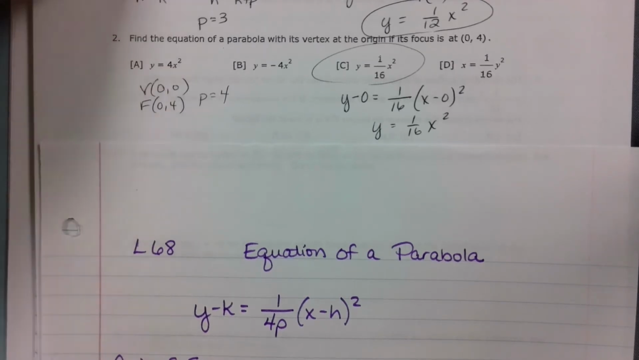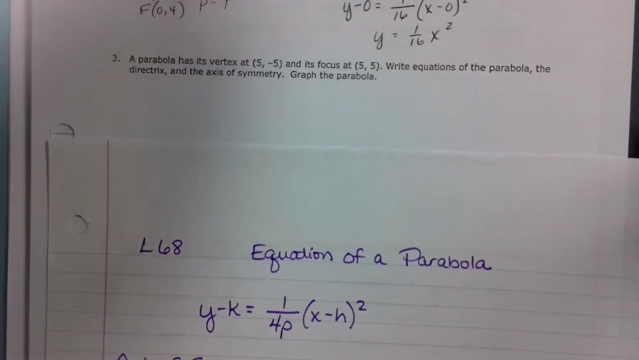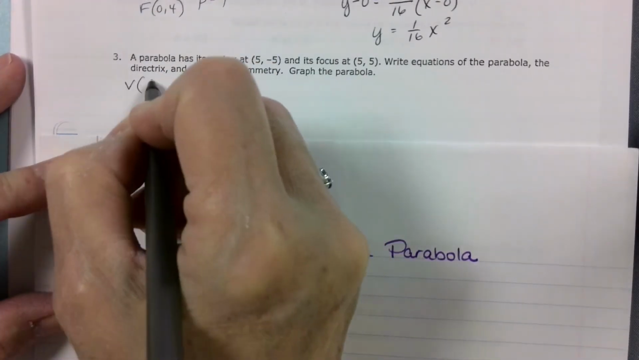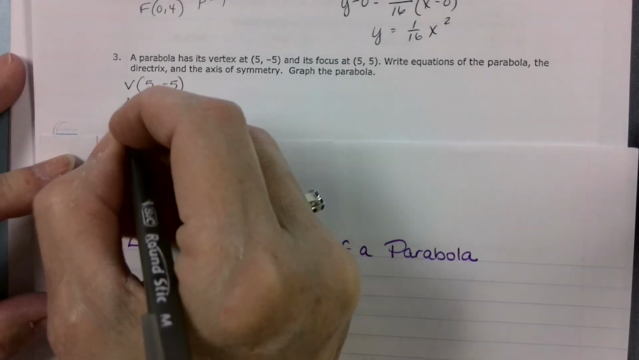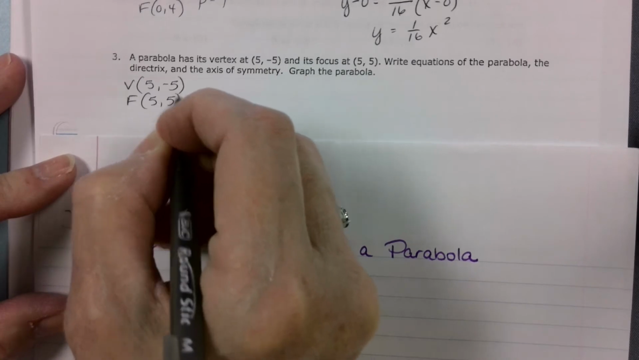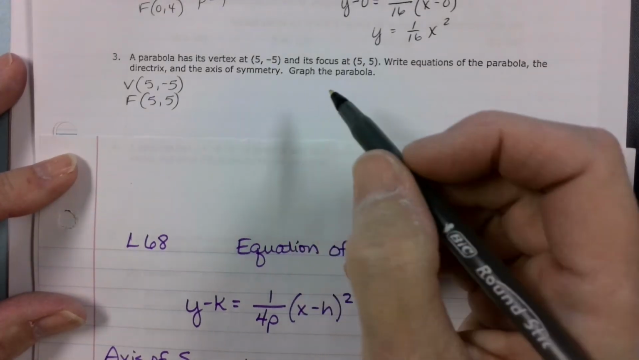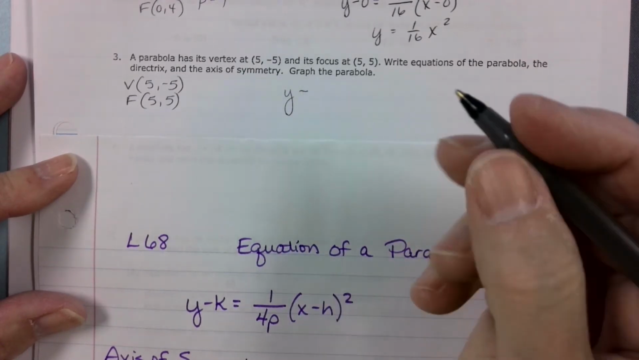Okay? Now let's go to something that isn't all zeros, where everything just sort of looks different to you. So it says a parabola has a vertex at 5, -5. Its focus is at 5, 5. Write the equations of the parabola, the directrix, and the axis of symmetry, and then graph it. Okay, so the equation is y minus k. What's k here, guys?